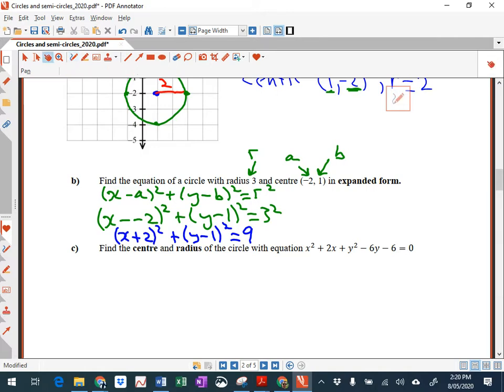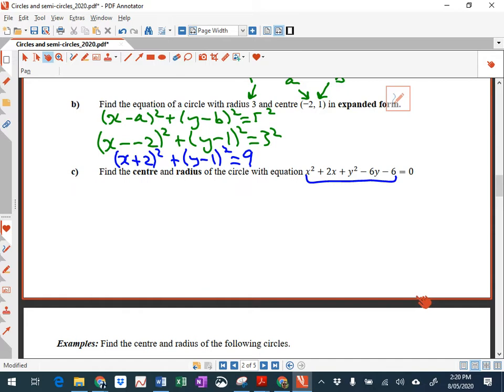All right, next question is find the centre and radius of this circle. Now this is not in the form that we recognise, but we can fix that by completing the square. So we are going to complete the square on that expression. So let's do that. So I'm going to get x plus, now I'm going to half the coefficient of the x term to get 1, and I'm going to square that.